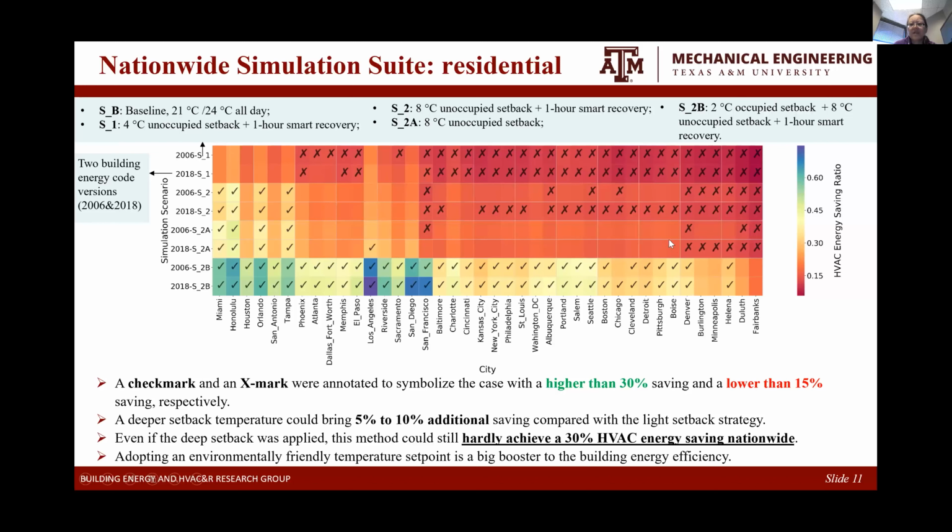So from this large scale simulation, we can see a deep setback temperature could bring an additional 5% to 10% savings compared with the typical setback. And also we can see even when the deep setback was applied, the method basically cannot help us achieve the goals we set at the beginning of this project. We want to achieve at least 30% HVAC energy savings nationwide. But you can see only by applying those very aggressive temperature setbacks is it going to help you achieve this 30% energy savings.